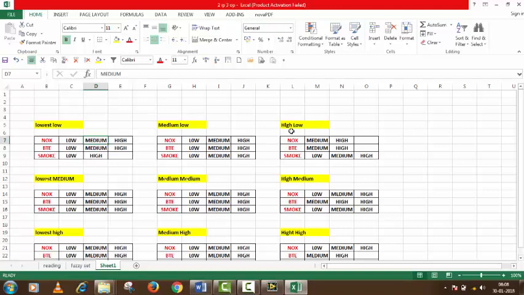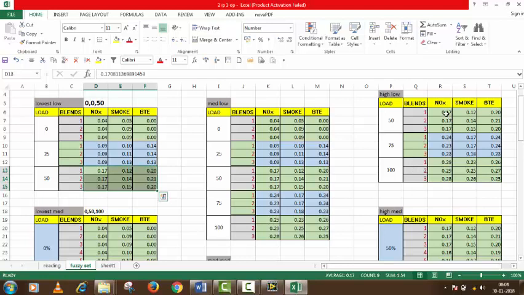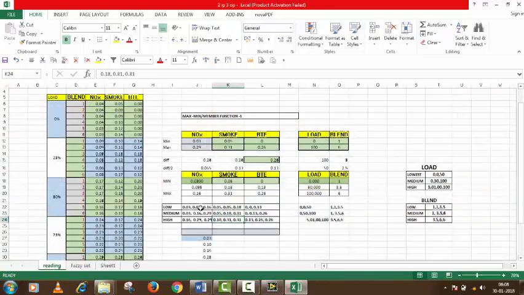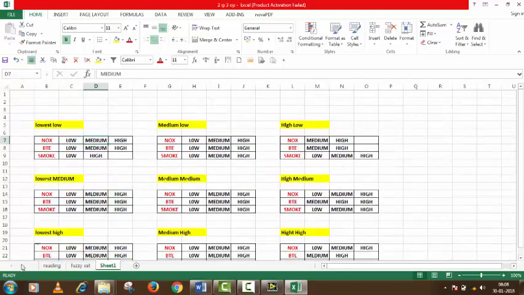Coming to here, for example, high, low. Here what happens? NOx 0.17 is starting, minimum value, 0.29, 0.28 is okay. So 0.17 is starting. If you take low, it is 0.03 to 0.16, but our starting value, minimum value, is 0.17, so low will not be there. Only medium and high are there.